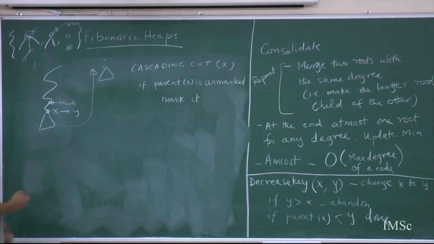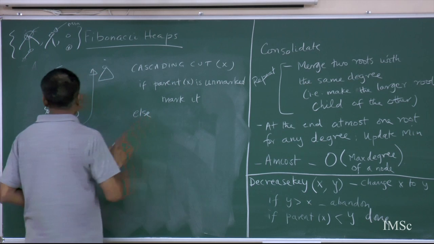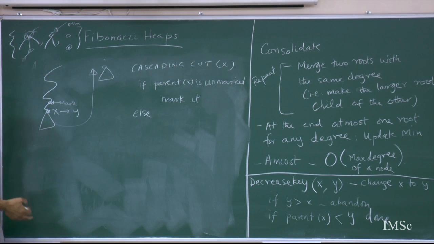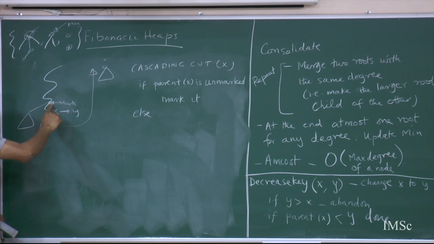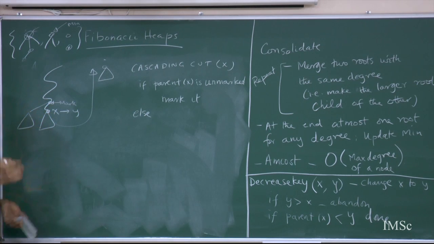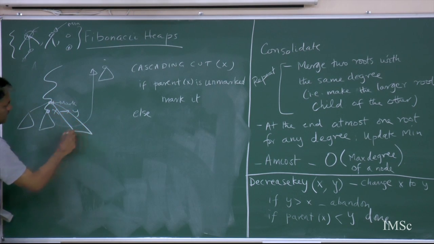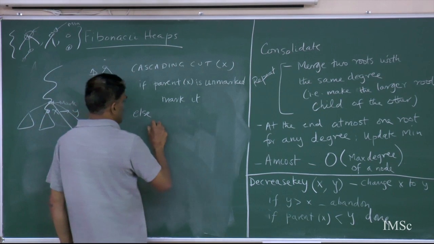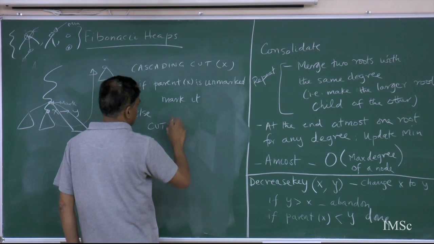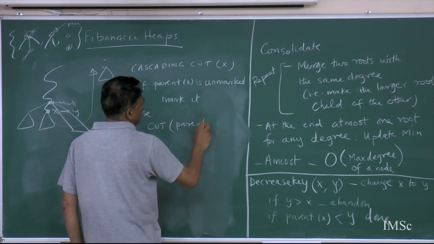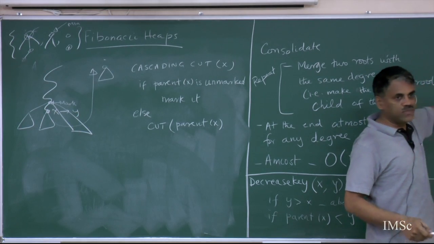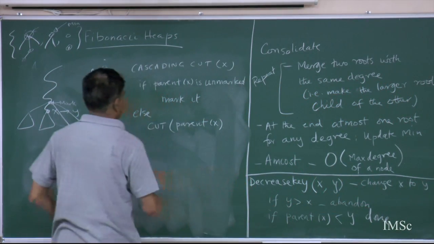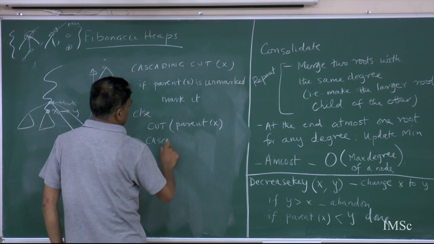What if the parent was already marked? Then this is the second child being lost. I have already cut x, so there was maybe some other subtree which was removed. This is also removed now. So now I am going to take the subtree rooted at the parent and cut it. Parent may have a lot of other things going on. Else, cut the subtree rooted at parent of x. Cut means that I will cut it, create a new tree, put a charge on it, and recursively call cascading cut.